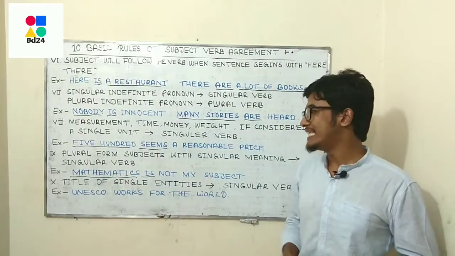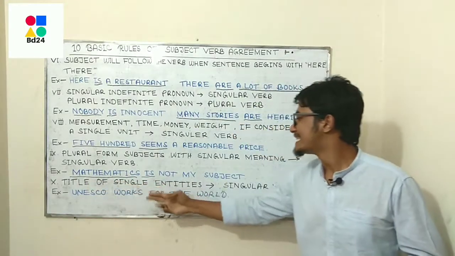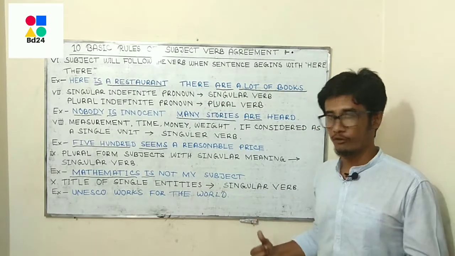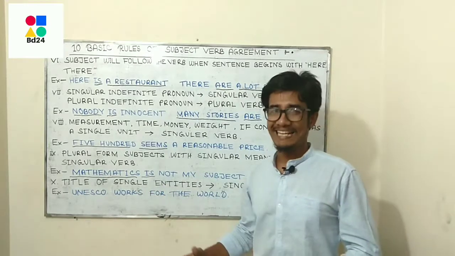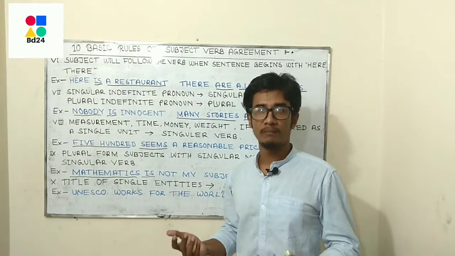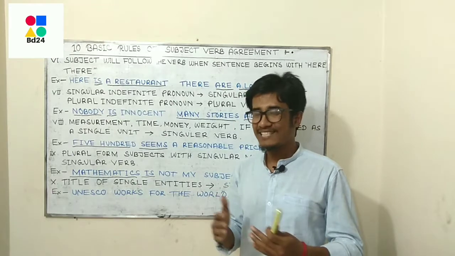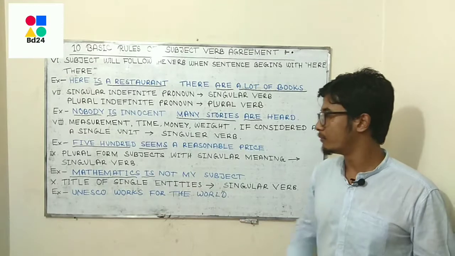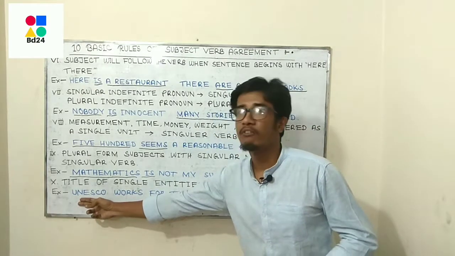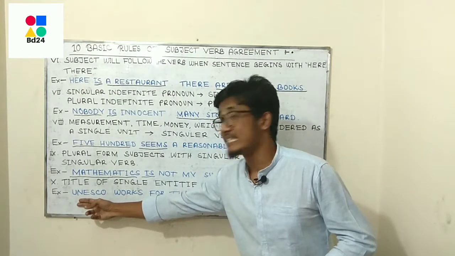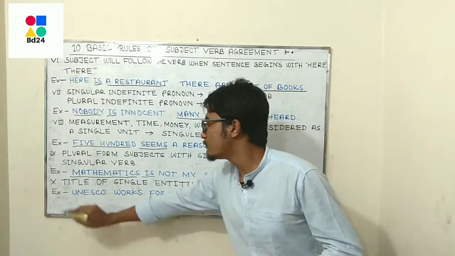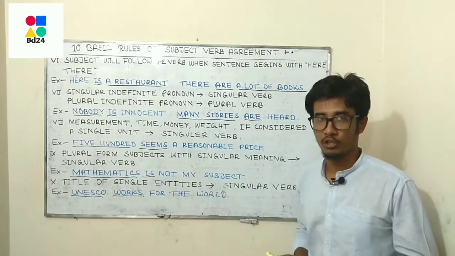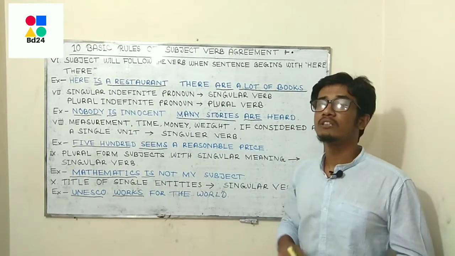And last but not the least, title of single entities. Title of single entities will always take a singular verb. What are title of single entities? For example, name of countries, name of organizations, etc. Such thing will always take a singular verb. For example, UNESCO is a name of an organization, but it is a singular or single entity, so it will take a singular verb. UNESCO works, not work. UNESCO works for the world.